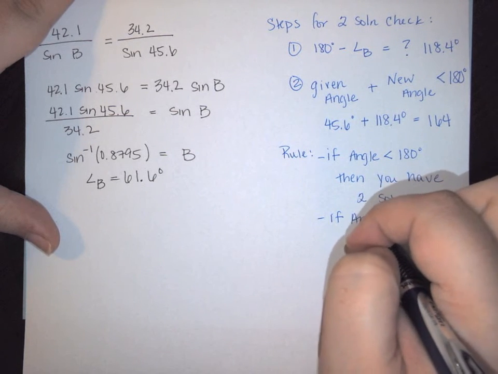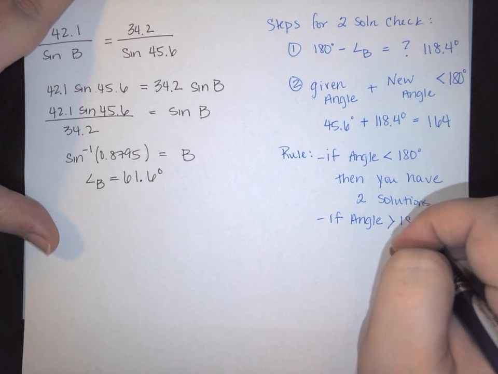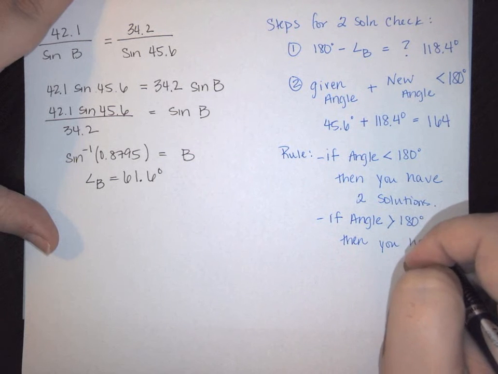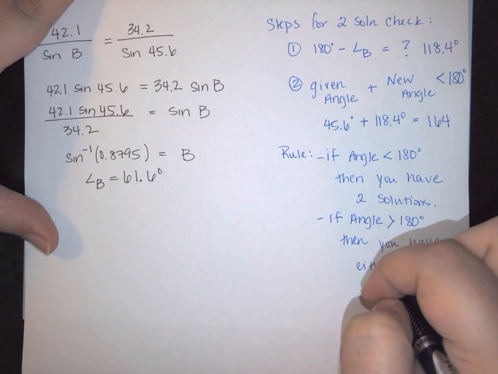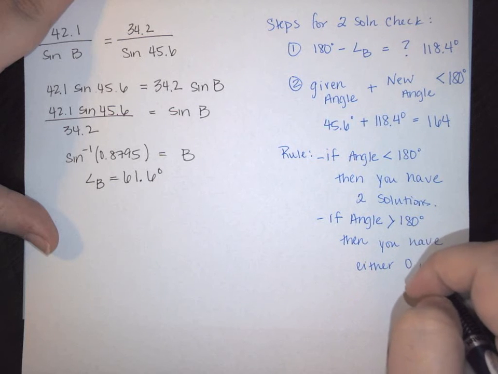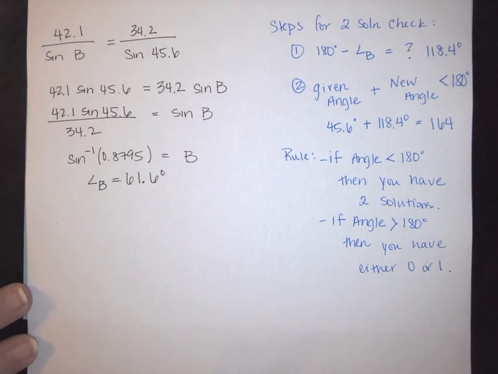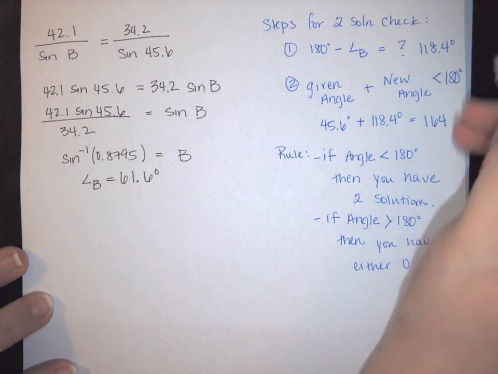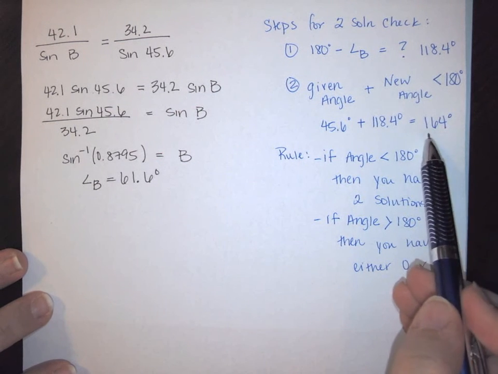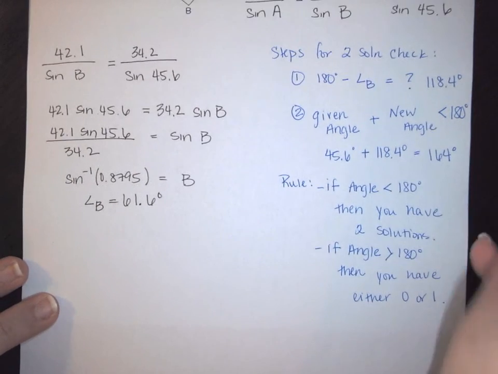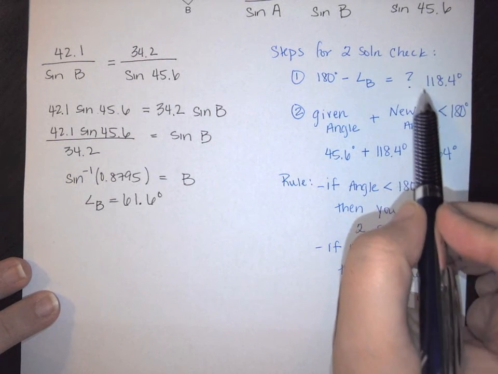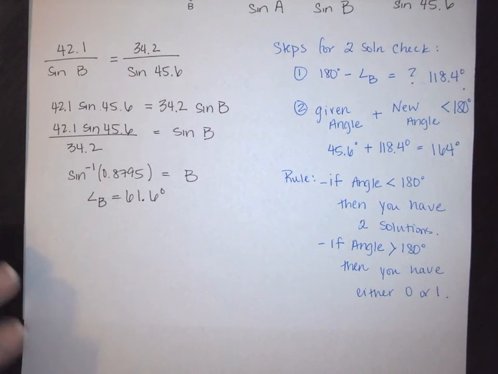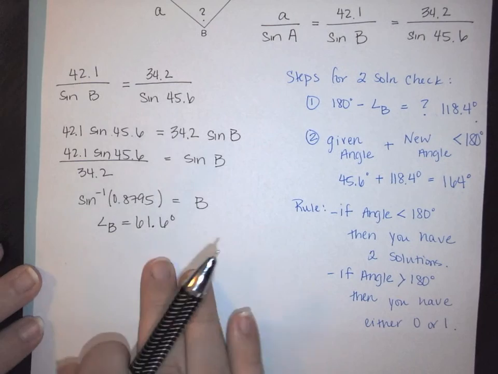Okay, so we're going to get to that second triangle here in a second. We need to finish out the first one because all we have found so far is angle B. We still need to find side A and angle A. So now that we have angle B, we can find angle A. Angle A is found by taking the 180 degrees minus what was given, 45.6 degrees, minus the angle you just calculated, 61.6 degrees. And that is going to give you angle A. So here angle A is going to end up being 72.8 degrees.